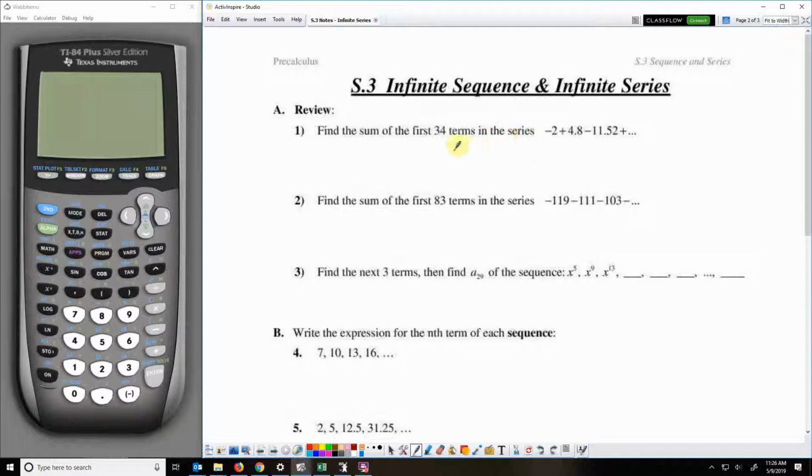Anytime we're finding a sum of a series, we are using a formula that starts with S sub n. Now we have to decide if this is going to be arithmetic or geometric. If it's alternating signs, it's probably going to be geometric.